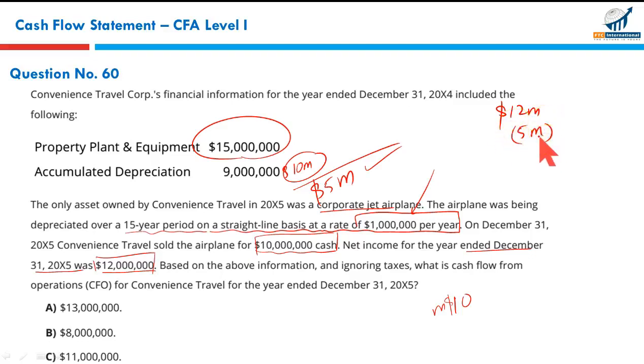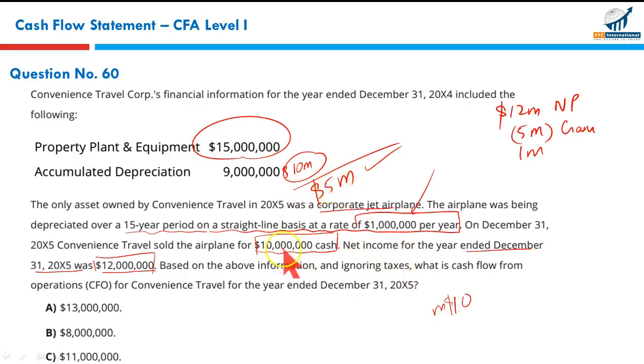This must be deducted. But we must not forget the depreciation charge for the period must be added. What was the depreciation charge? It was 1 million. So this is net income. This 5 million is the gain on disposal. How did we calculate? 15 million was the historical cost, 9 plus 1 million depreciation, 10 million was the accumulated depreciation. Net book value was 5.